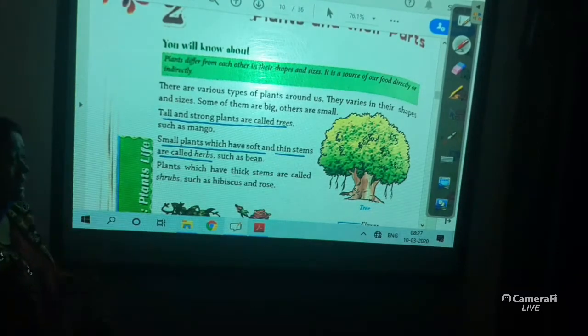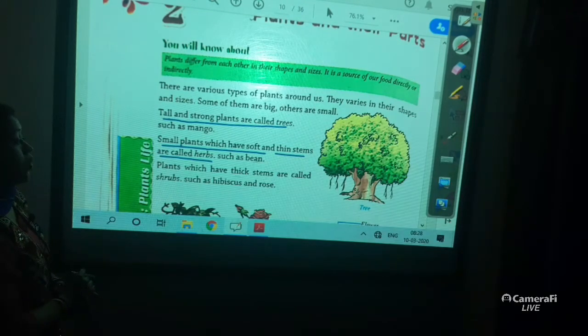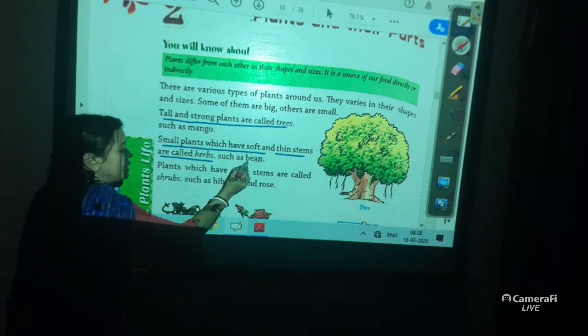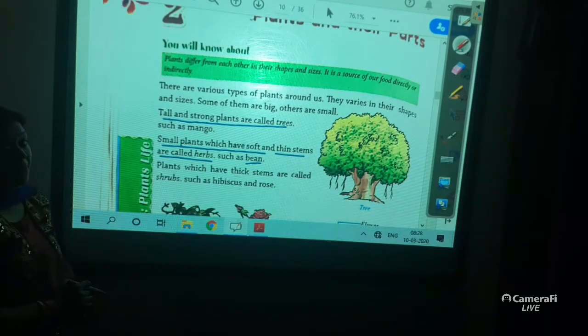They are known as herbs. Okay. Now the example is a bean. An example of herbs is a bean. Other herbs are the tomato and the money plant. These are all examples of herbs.